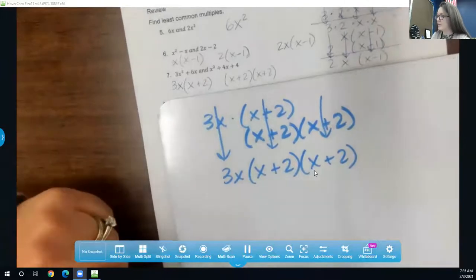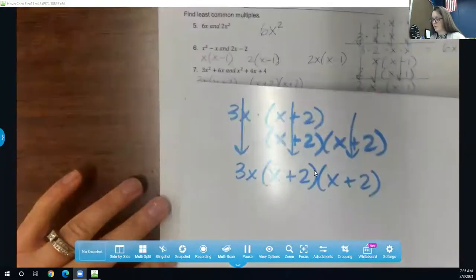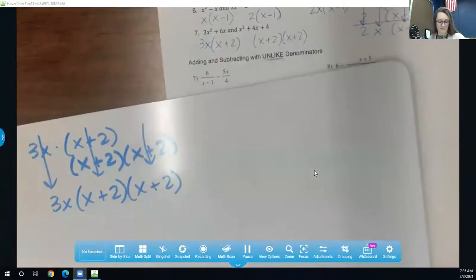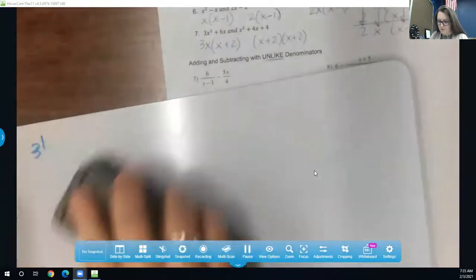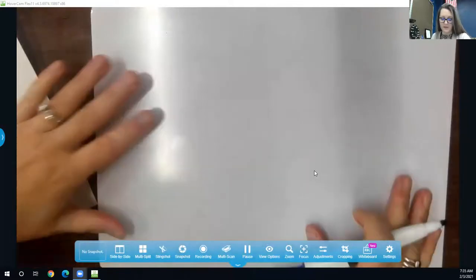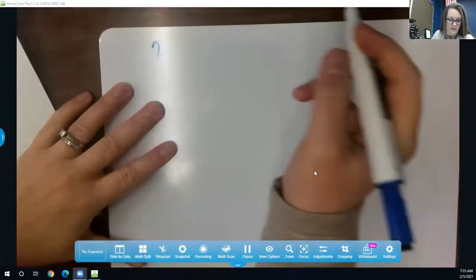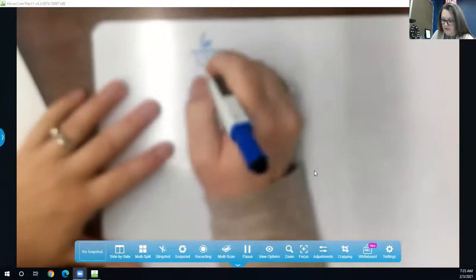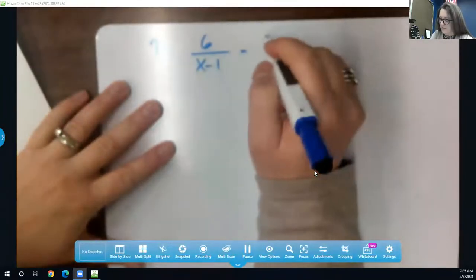All right, let's see what that looks like when we're adding here. When we're finding common denominators, you can do it one of two ways. You can multiply the fraction by what it's missing, or you can multiply the fraction by the entire common denominator and just see what comes out of it and cancel. So let's try this together. Let's look at number 7. We're adding and subtracting with unlike denominators. So number 7 says 6 divided by x minus 1 minus 5x.